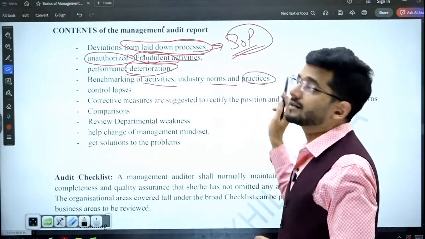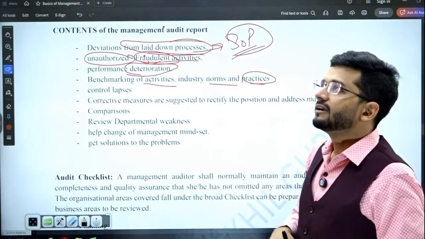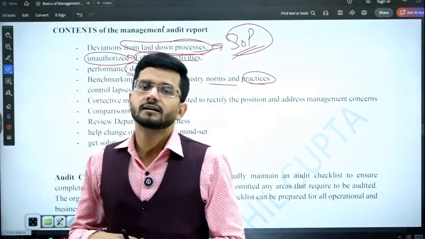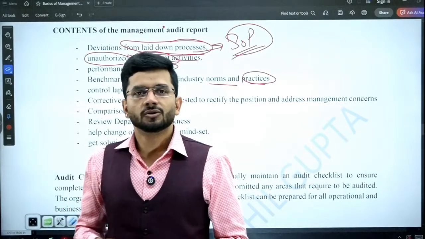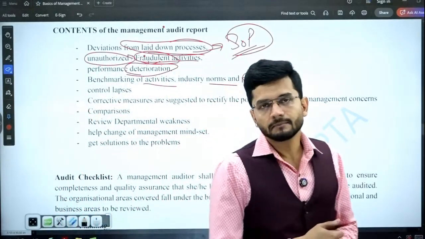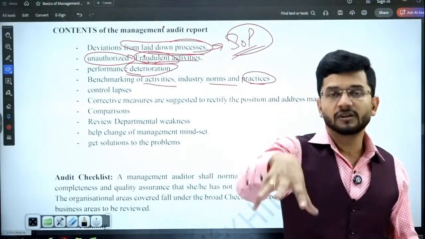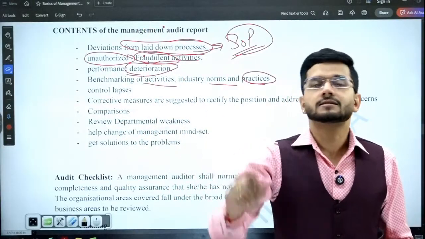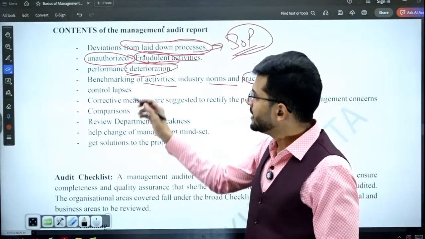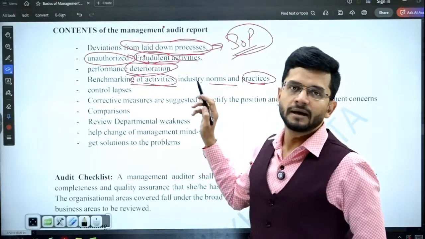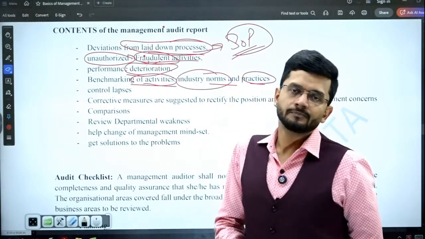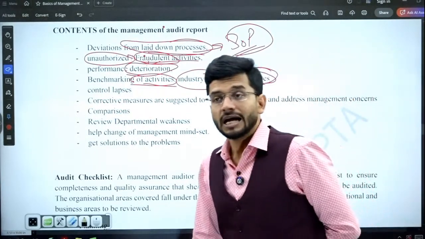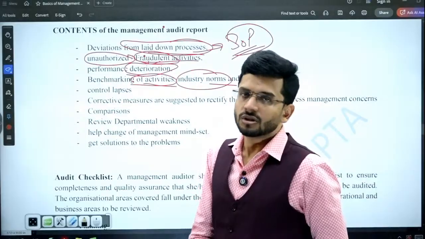Benchmarking of activity, industry norms and practices. Since you are a cost auditor, you might have done management audit of many companies in that industry. You have knowledge of many companies in that industry. You are experienced in conducting data analysis of many companies. So use that knowledge and experience to give insights to the management, that, look, management, this process can be done in an effective way like this. Give your expertise in the management audit report. So benchmark your activities of the management. Industry norms you can explain in the management audit report, and practices you can also explain in the management audit report. Use your expertise and experience in giving some value addition to the management.